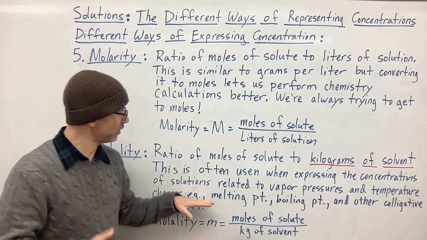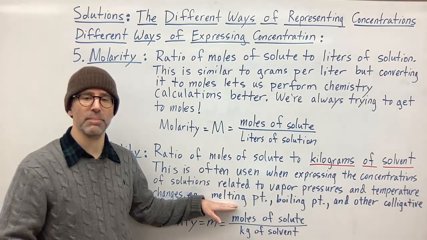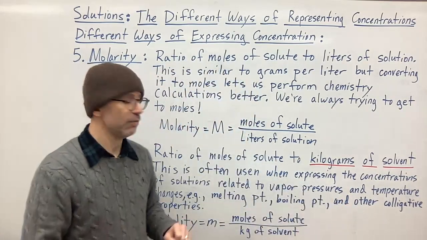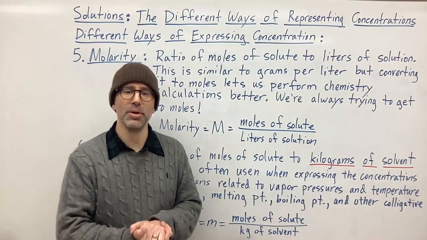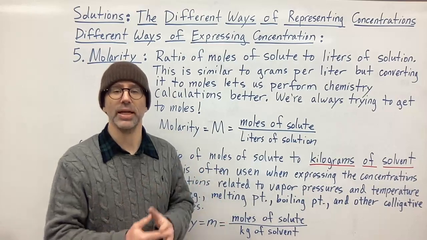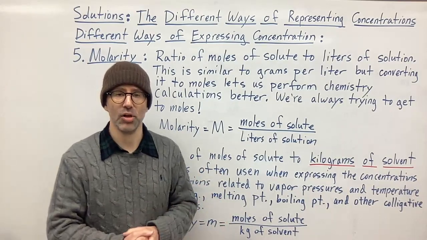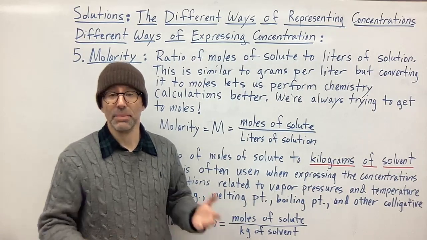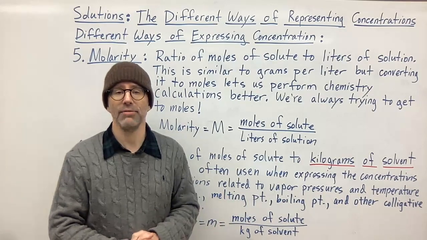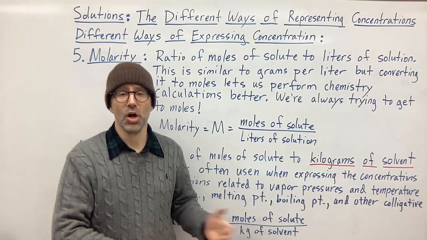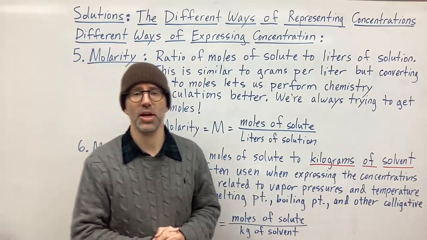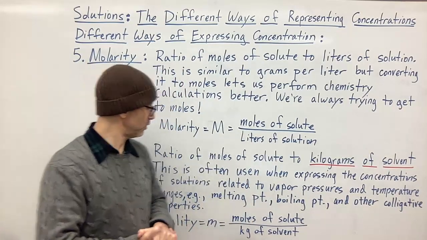So normally you're going to be using molality when you're measuring boiling points or melting points and other colligative properties of solutions. Colligative properties are properties in which the property you're measuring is dependent upon the concentration of the solute. So for example, the melting point or the boiling point of a solution is going to depend on how much solute you have dissolved in your solution. So that's going to be important. I'll talk more about colligative properties in another video, but that's a good intro to what colligative properties are.